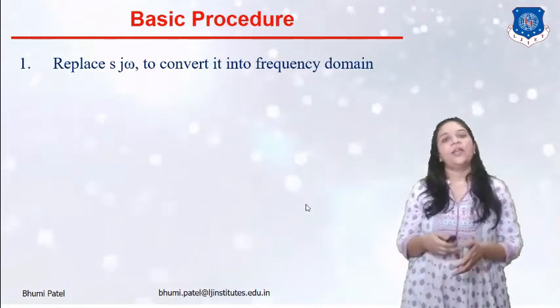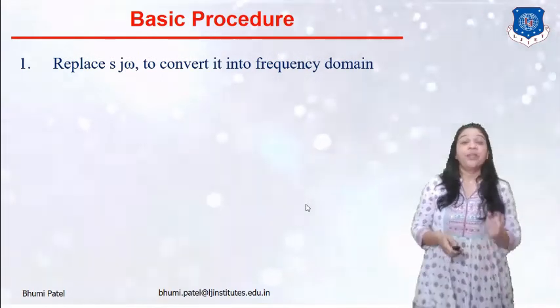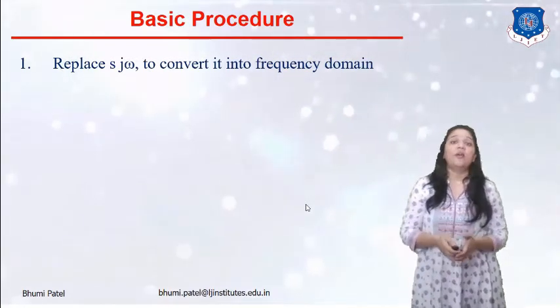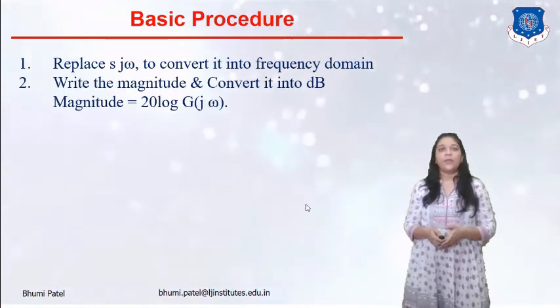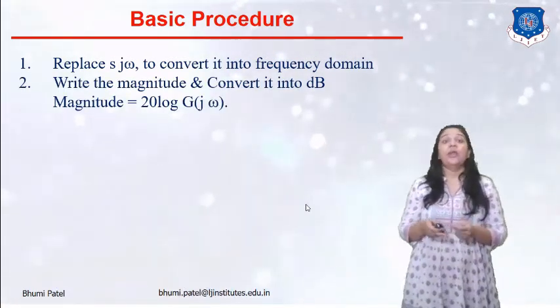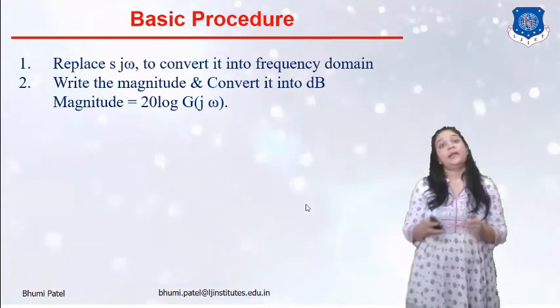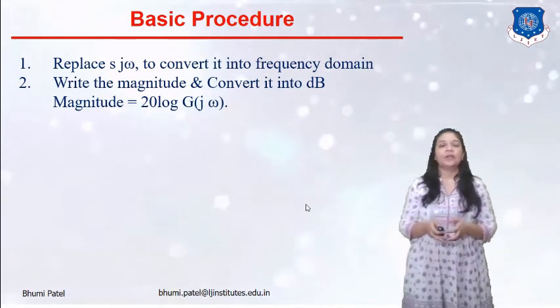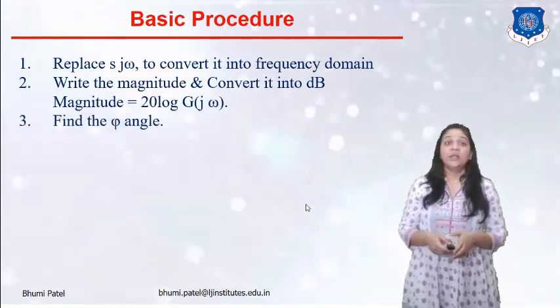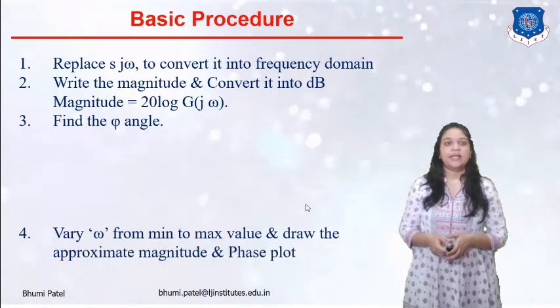The basic procedure whenever we draw a Bode plot is, first, we always convert the time domain into the frequency domain. So we replace s with j omega. Next, we have to write the magnitude and convert it into dB, like the magnitude equals 20 log of |G(j omega)|. Next, we have to find the phase angle.